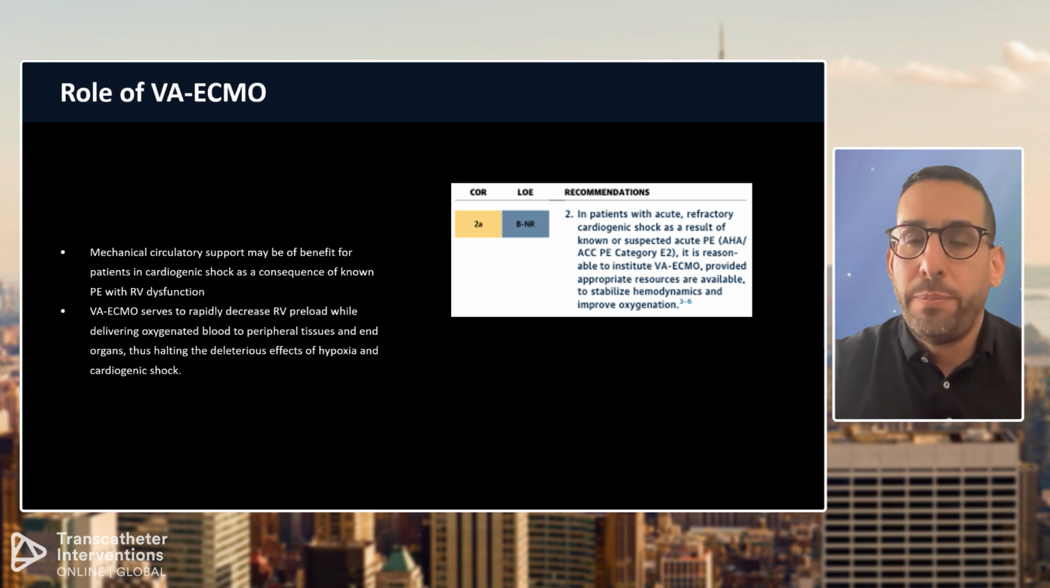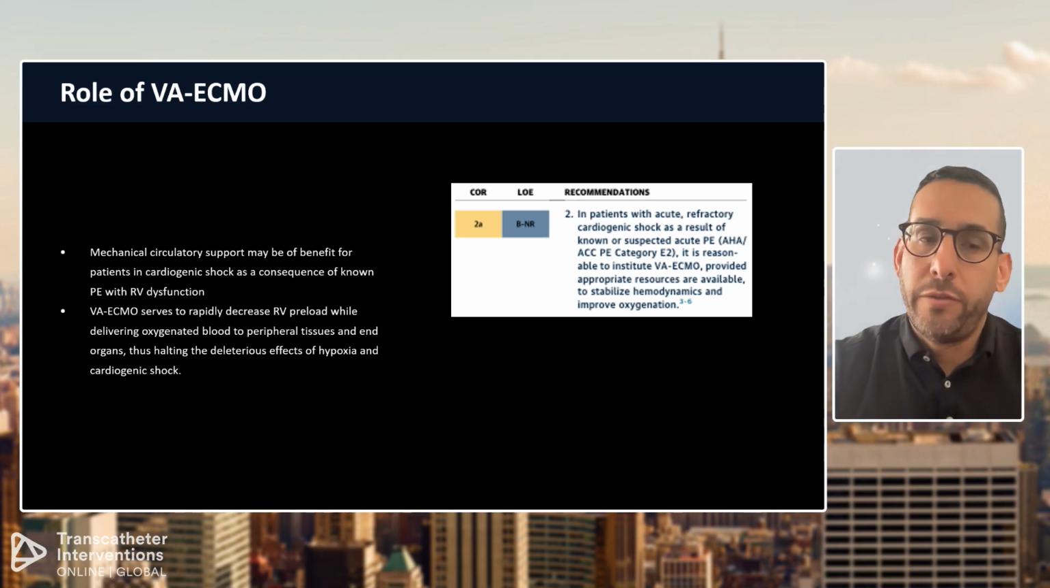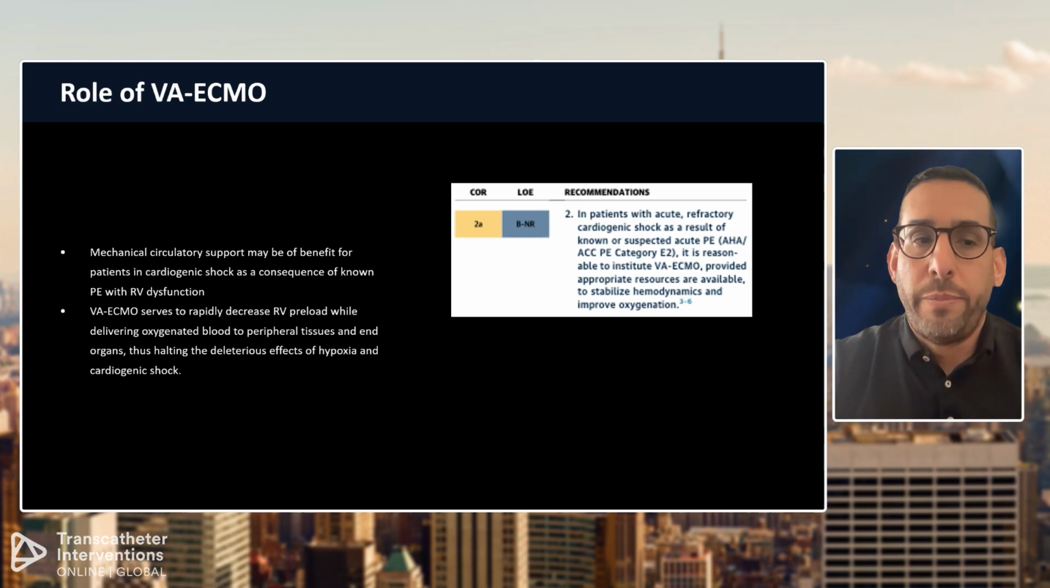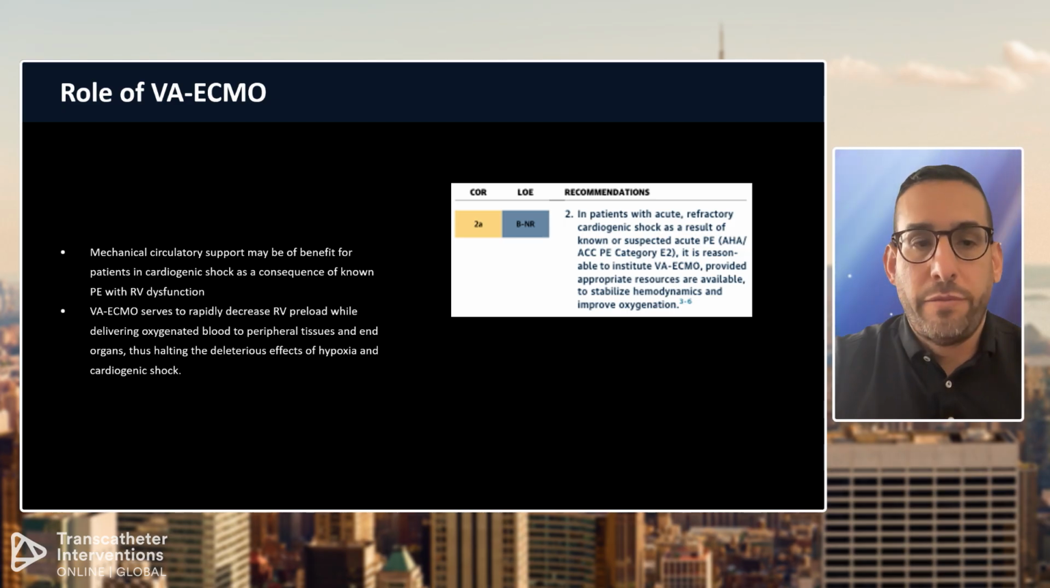I also just want to mention VA ECMO. VA ECMO is an excellent tool for particularly massive PEs, not necessarily to treat the PE, but as a bridge to thrombectomy. And we're doing that in our institutions for patients who present with massive PE, for hemodynamic stabilization and subsequent thrombectomy with whatever device you see fit.